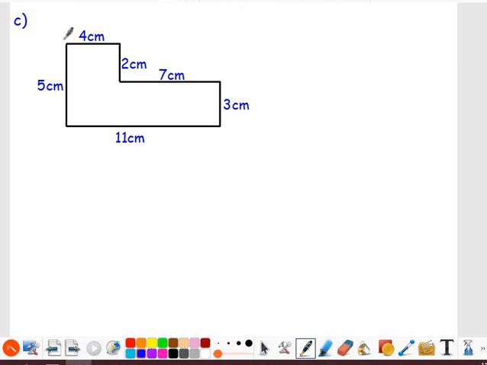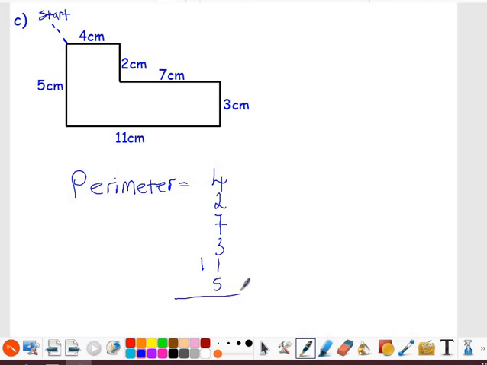So sometimes what's often helpful with a compound shape is to write a little starting point for you to make sure that you have all of the sides. So perimeter equals, this time I'm going to write it as a tower sum as well. So we've got 4, then we need to add the 2, then we're adding 7, then we're adding 3, then we've got this side here where we're adding 11, and then finally our last side until we end up back at the start is 5 centimetres.